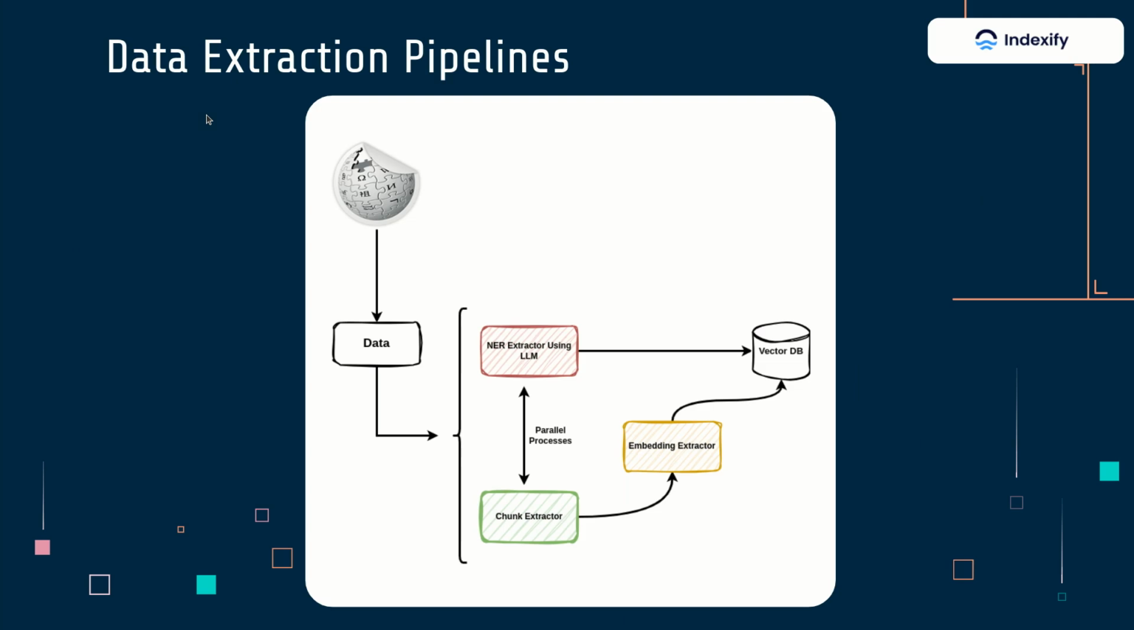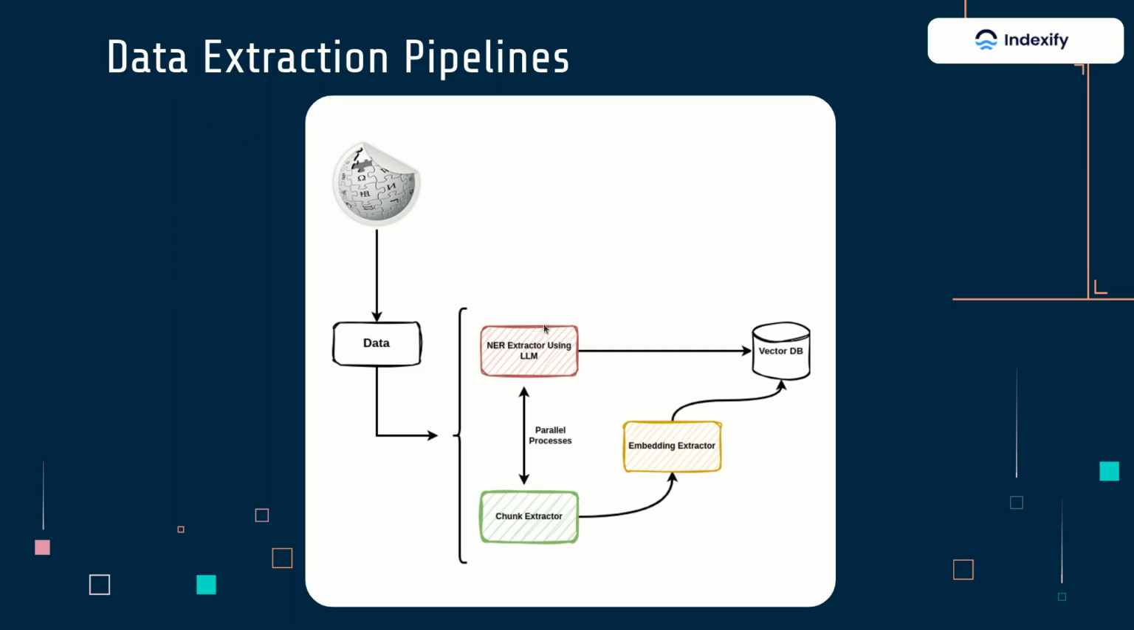So you're going to create a data extraction pipeline. We have Wikipedia, which is our data source. We're going to get the data from there and then pass this data into our extraction pipeline. Our extraction pipelines can run in parallel, as I mentioned earlier on. In this case, we have the NER, named entity recognition extractor, which is using the OpenAI extractor. This is going to be running in parallel with the chunk extractor and the embedding extractor.